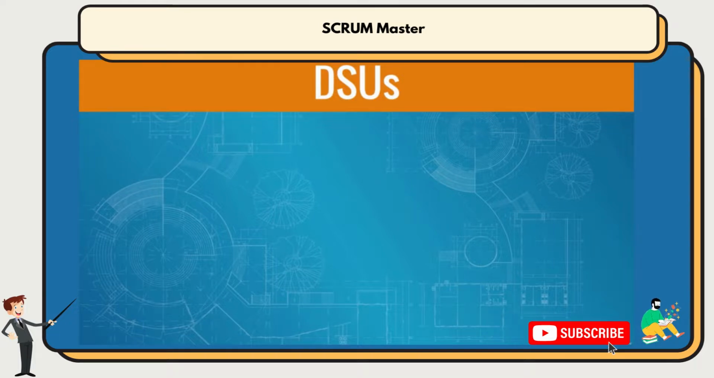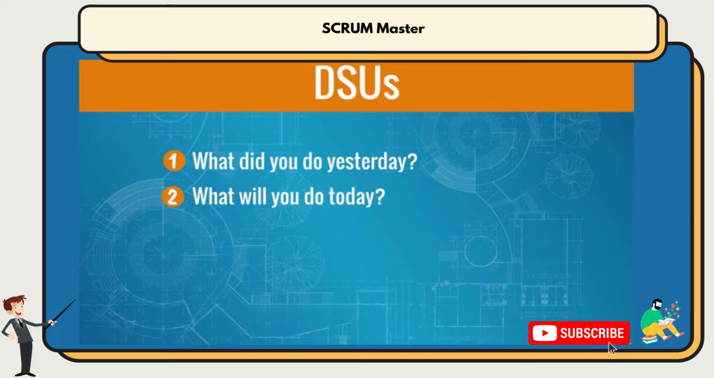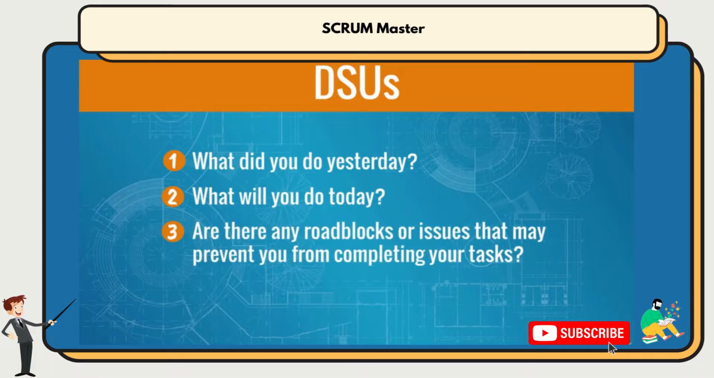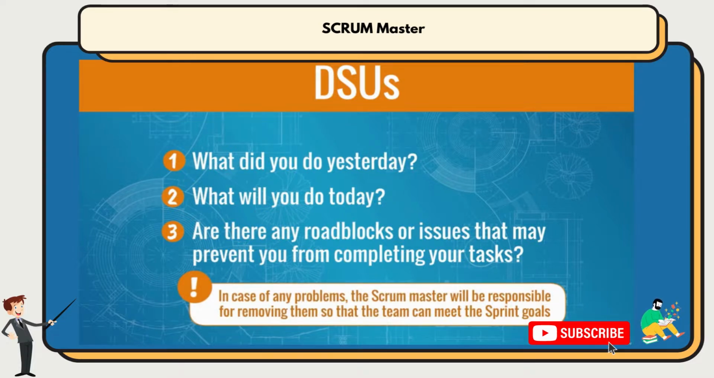Then, as the sprints start each morning, the Scrum Master hosts a meeting called Daily Stand-Ups, or DSUs, with the team. In this meeting, everyone who attends needs to answer these 3 questions. 1. What did you do yesterday? 2. What will you do today? And 3. Are there any roadblocks or issues that may prevent you from completing your tasks? Logically, in case there are any problems, the Scrum Master will be responsible for removing them so that the team can meet the sprint goals.